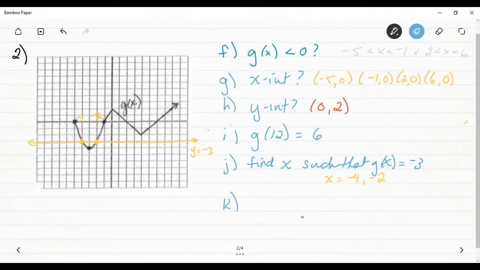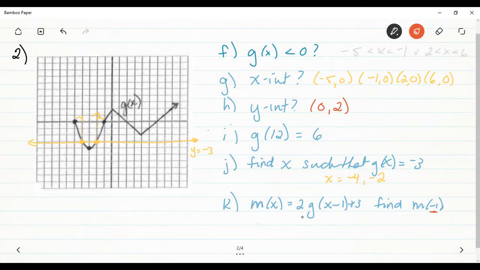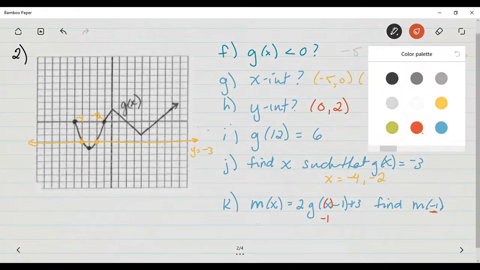Okay, looking at m of x. M of x is not on our picture, but we can express or find m in terms of g. We want to find m of -1. So what we're going to do is take this -1 and plug it in here for x. This is going to become a -1.